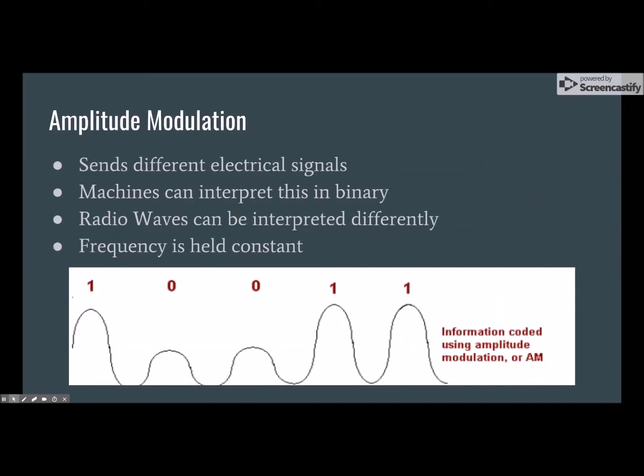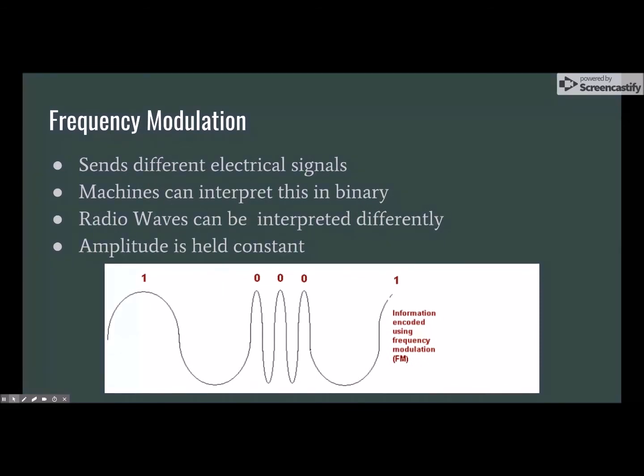So amplitude modulation is the first one, which is AM, which sends different electrical signals based off of the differences in amplitude, while frequency is held constant. Some machines interpret this differently, but in the example I've shown here, we have ones and zeros based off the differences in amplitude, and this can create different processes of information for machines. And in some circumstances, the differences in amplitude can help to create different sounds within the radio.